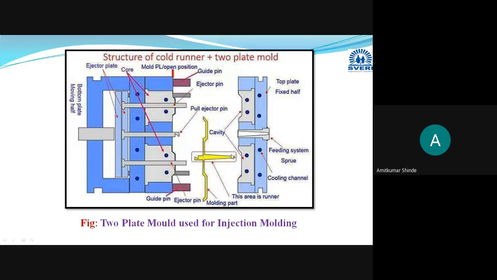This is the cavity, and this is the final product, the molded part. This is the parting line. This is the parting line which divides it into two parts. These two parts are separately shown here. This is one part and this is the second part. This is the fixed half and this is the moving half.